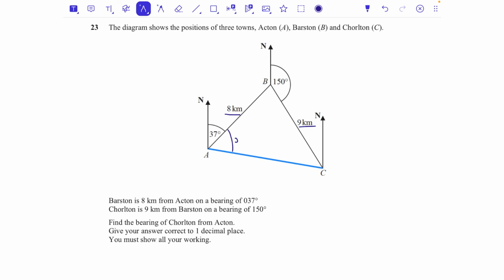So I'm going to pop a little X here because that's what we're trying to work out. Now at the minute, I've got some information and it's feeling like either the sine rule or cosine rule. I've got a triangle, I've got some angles and I've got some sides.